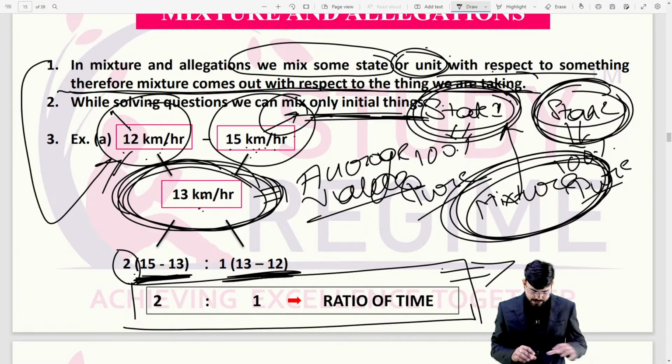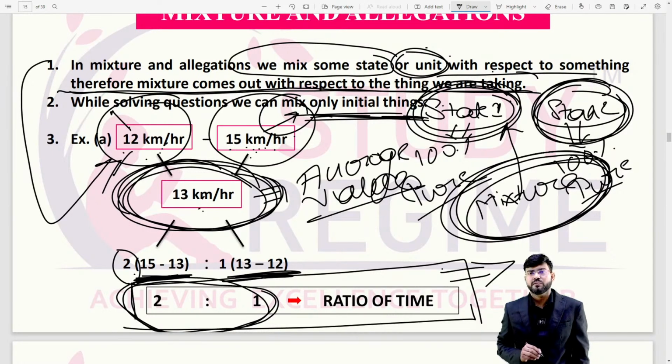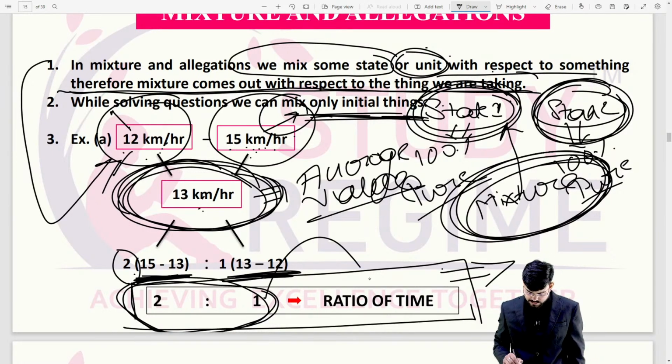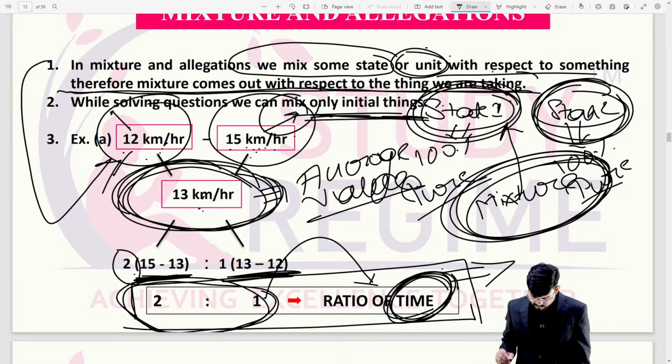Now, you have subtracted and done everything, but most of the students don't know what the ratio is coming of. What is the ratio coming of? Now, why it is coming of time, I will tell you.